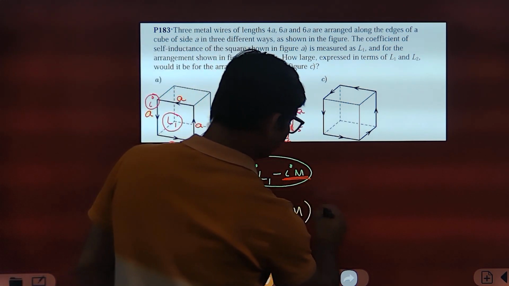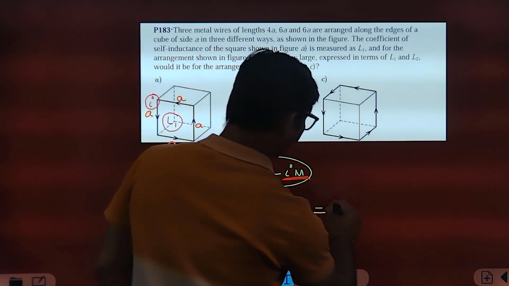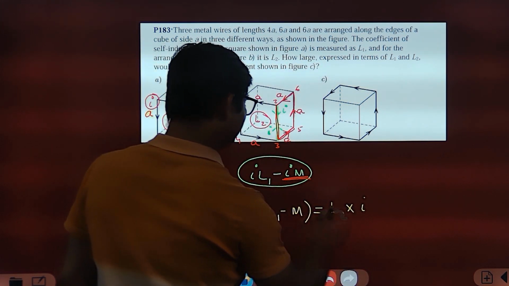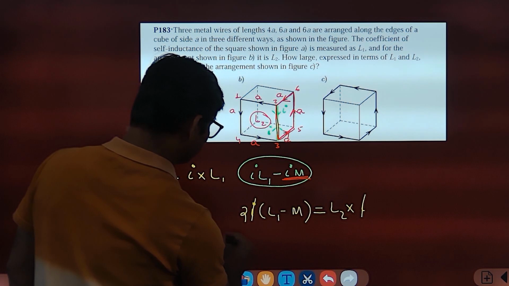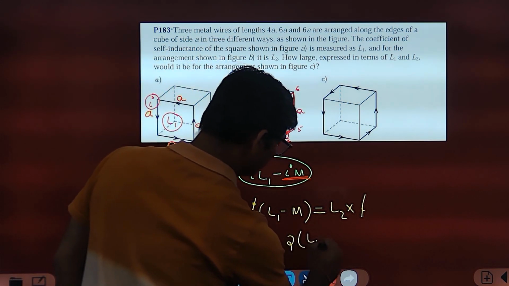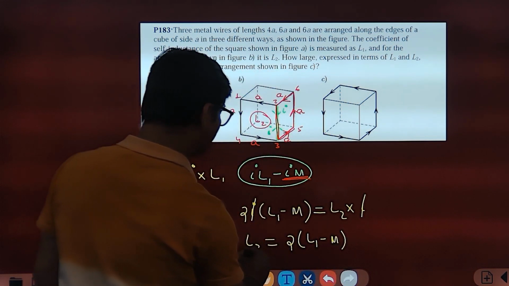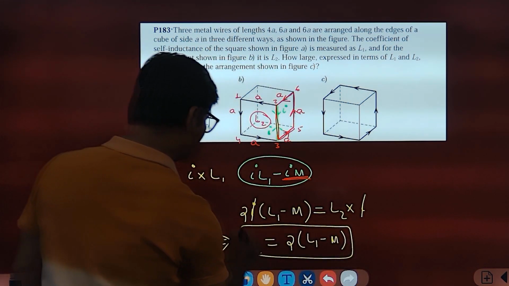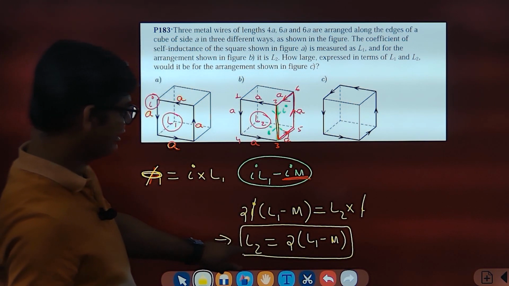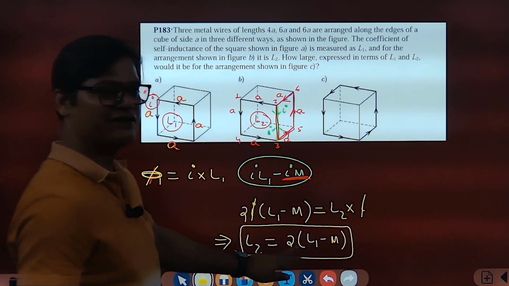But that has to be L2 because its inductance is L2 into I, and then we can say that this L2 is twice of L1 minus M in the bracket. Now, this is only an intermediate stage. We just have found a relation between L1 and L2, and that too in terms of M.